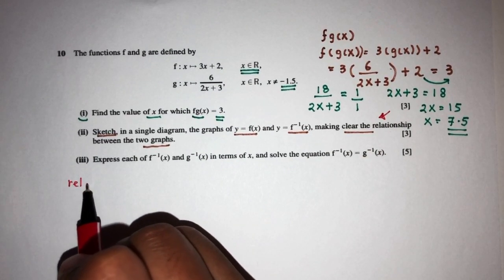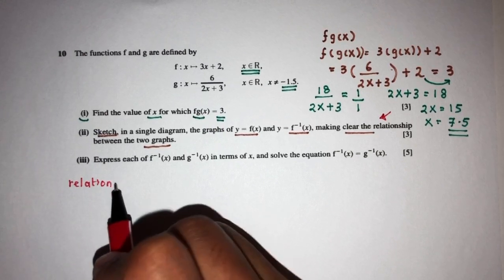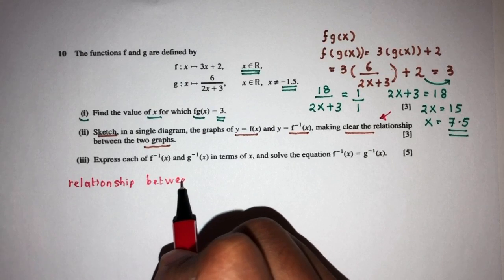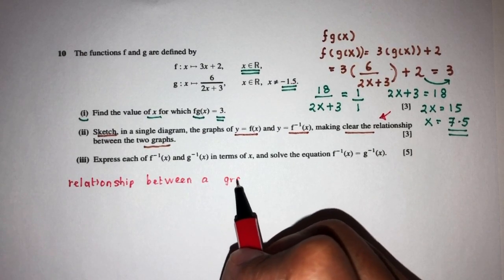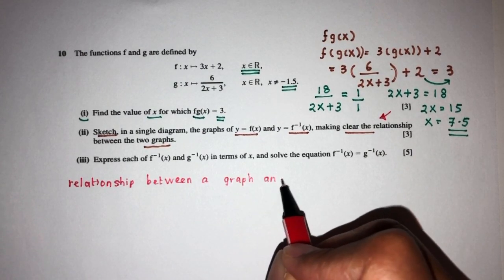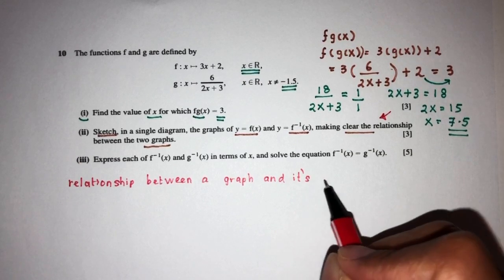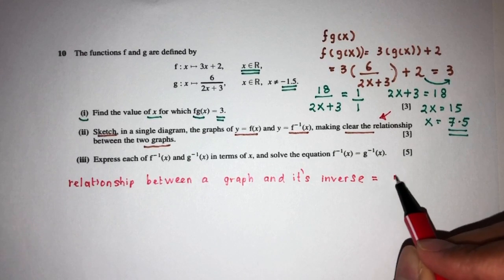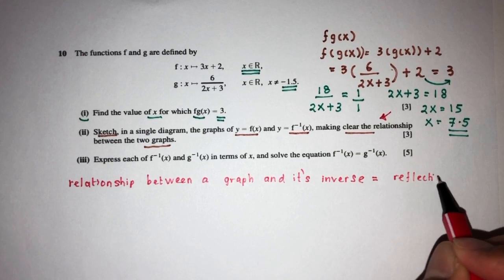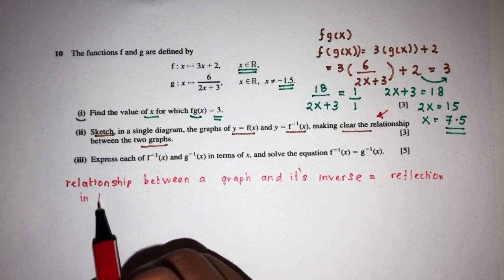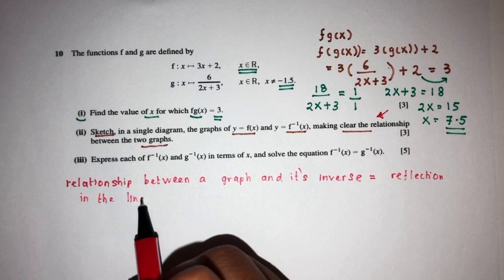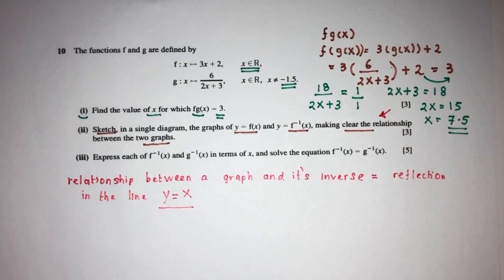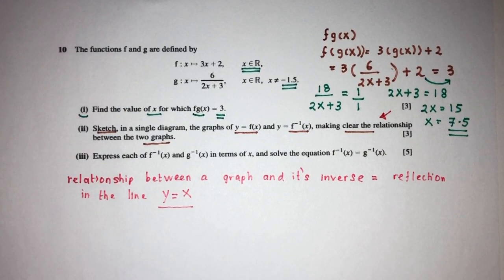The relationship between a graph and its inverse is what? It is always going to be the case. It is always a reflection in the line y equal to x. If you can just memorize that, use it as backup knowledge anytime, that will always be the case.